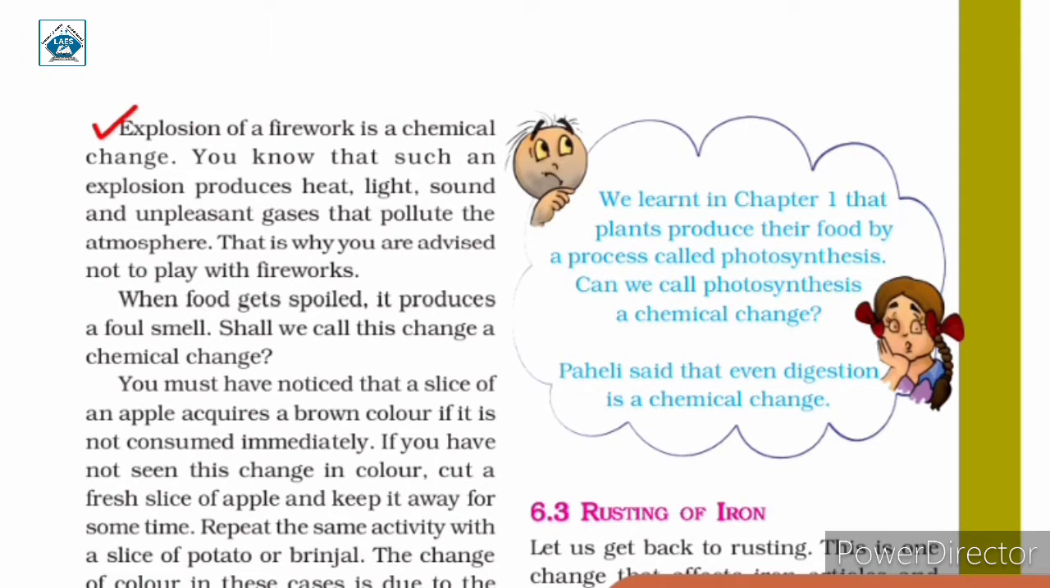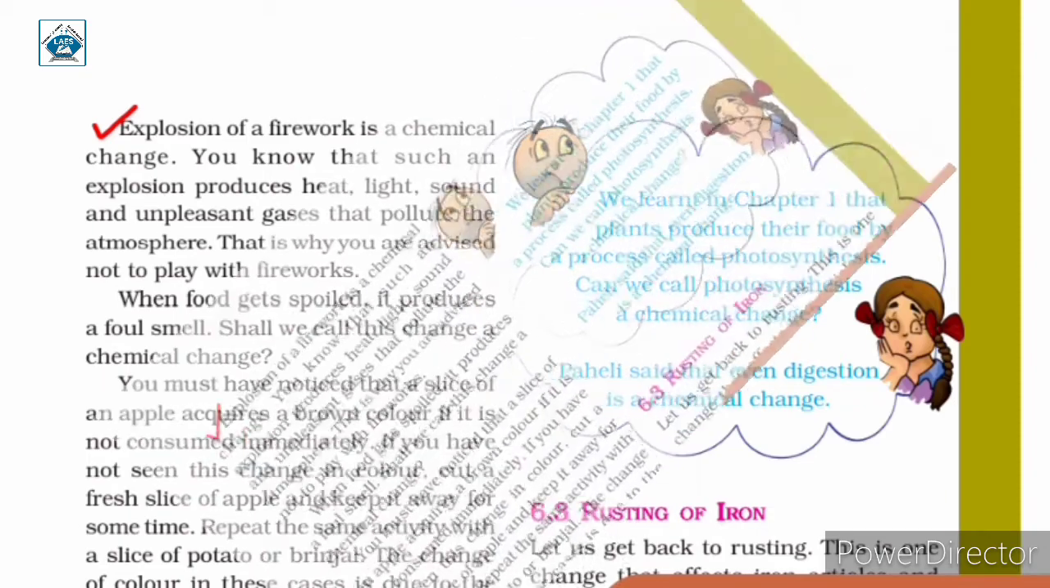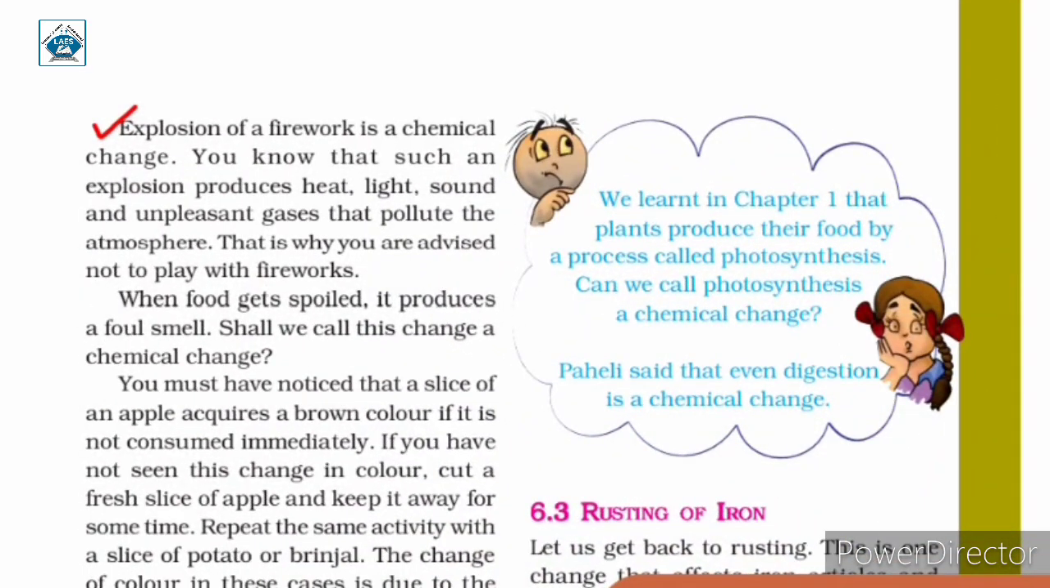Explosion of a firework is a chemical change. You know that such an explosion produces heat, light, sound and unpleasant gases that pollute the atmosphere. That is why you are advised not to play with fireworks. You all must have seen fireworks. These are also chemical changes because when a firecracker is burning or whenever there is an explosion of firework, heat, light, sound and gases are produced. These unpleasant gases pollute the atmosphere. That is why we are advised not to burn fireworks.